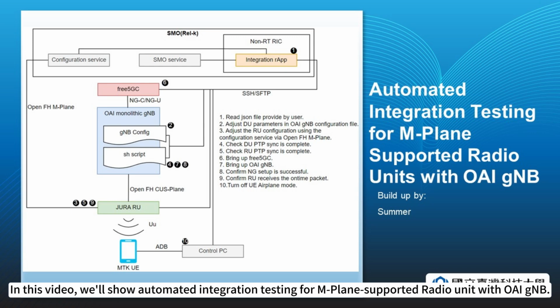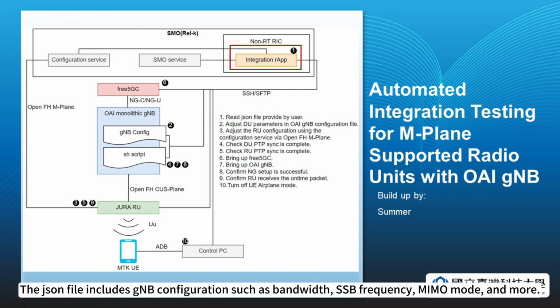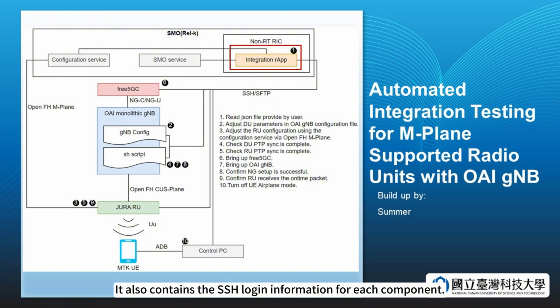In this video, we'll show automated integration testing for M-plane supported radio unit with OAI-GNB. We start by reading parameters from a user-provided JSON file. The JSON file includes GNB configuration such as bandwidth, SSB frequency, MIMO mode, and more. It also contains the SSH login information for each component.